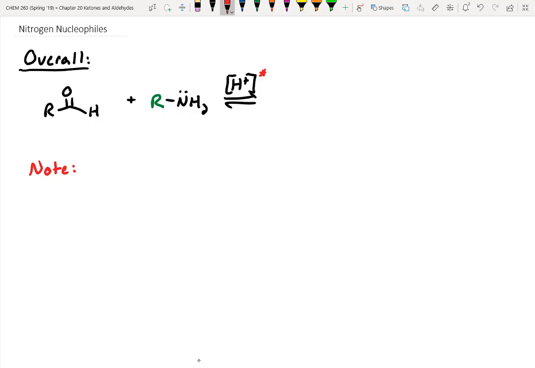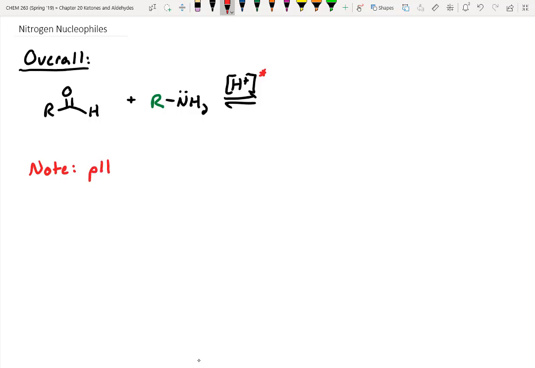Does anybody know why? What's the problem if we have a lot of acid around? We do acid-base chemistry. What's the most basic site? The nitrogen. So if we have a really good acid around, we're going to protonate that nitrogen. It's going to become positively charged. Will it be a very good nucleophile at that point? No. So we have to be super duper careful about the acidic conditions.